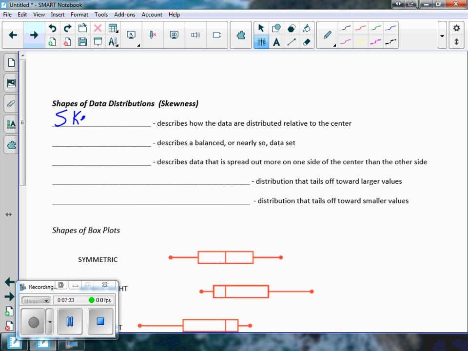Skewness describes how data is distributed relative to the center. We could use histograms and box plots to take a look at skewness. Symmetric would be something that we would describe as a balanced or close to balanced data set.